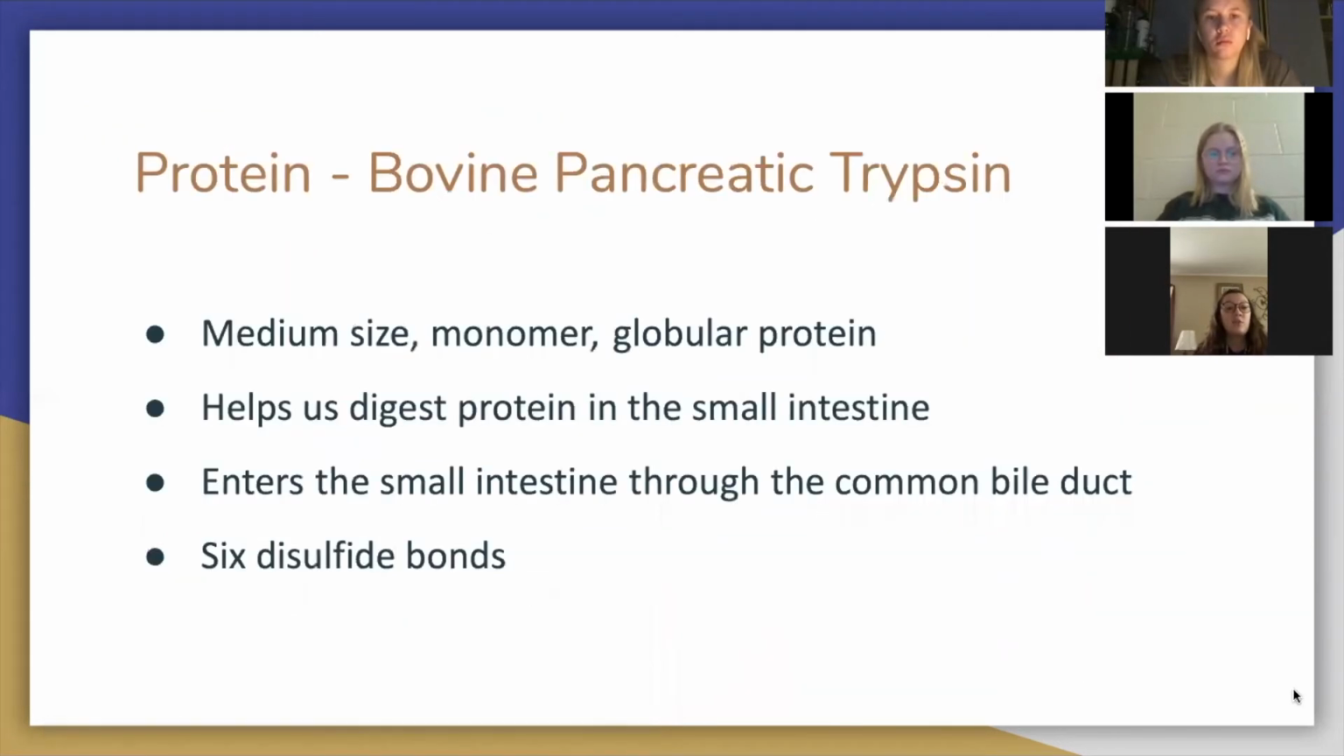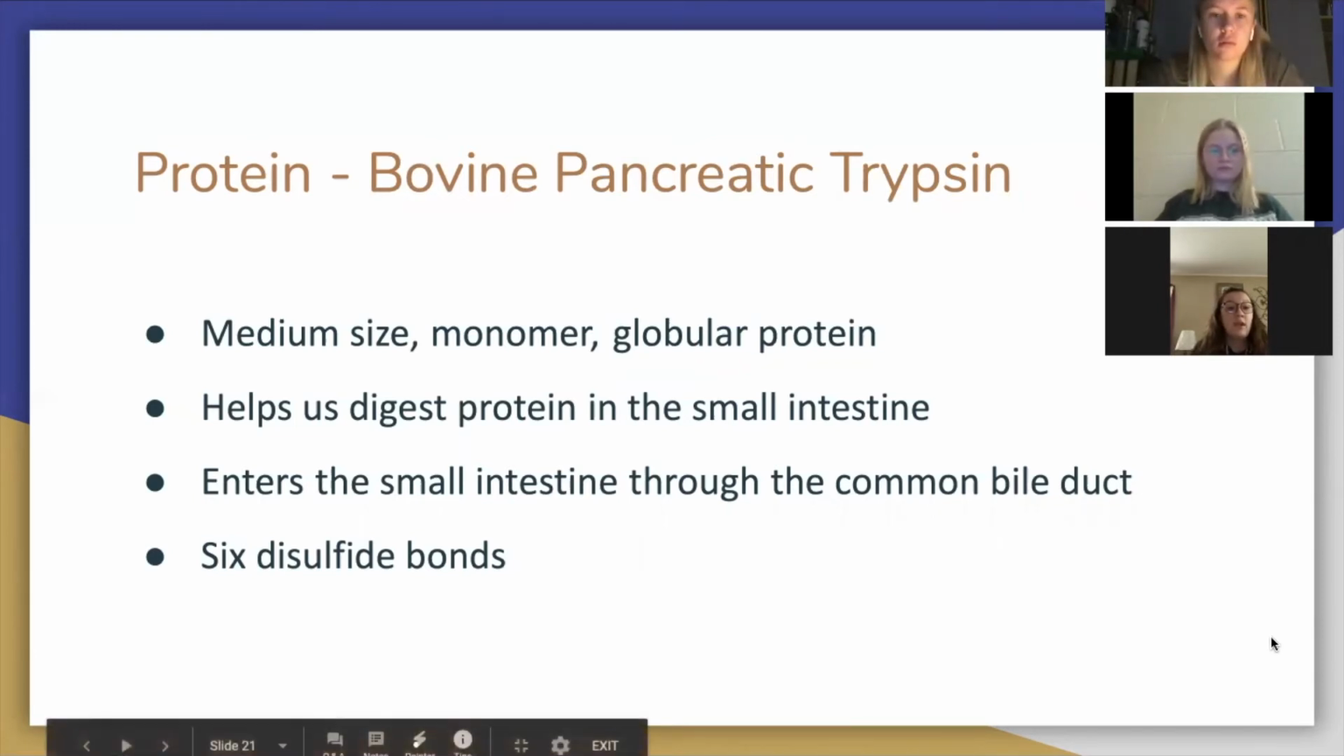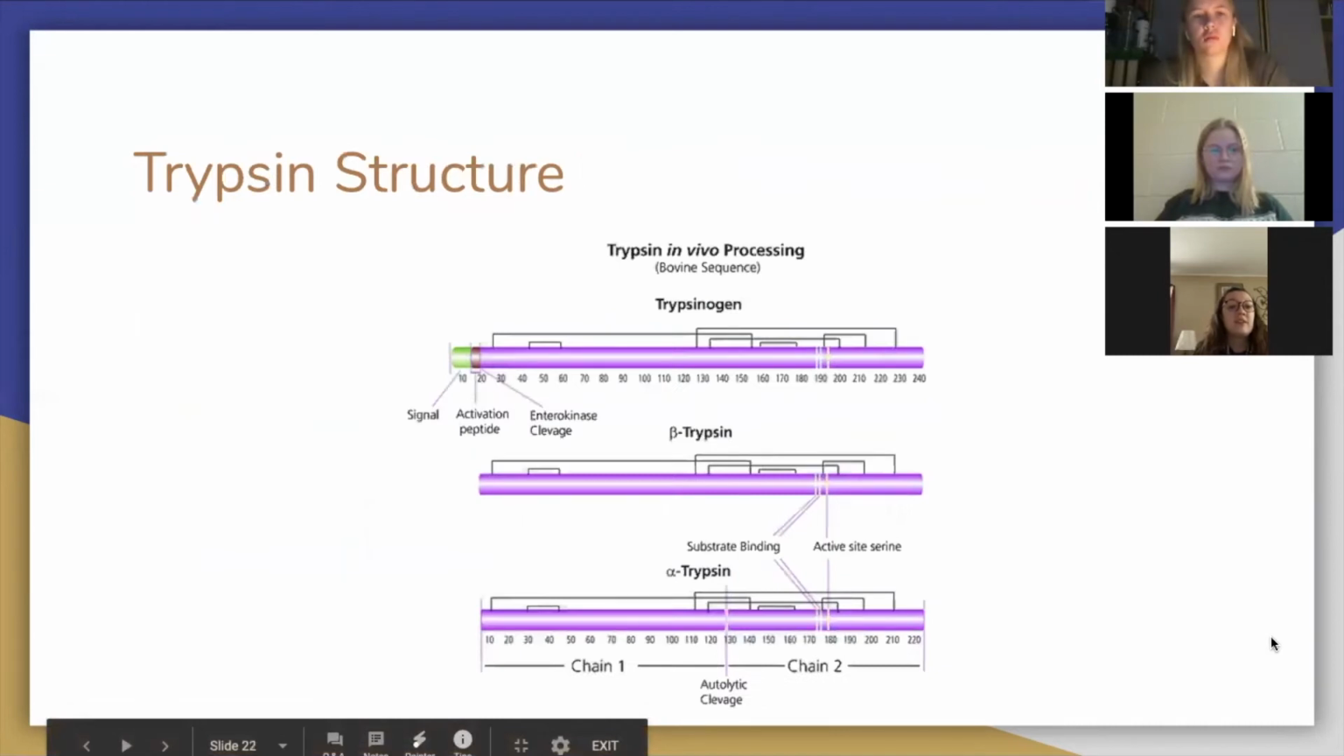This semester, we moved on to a different protein to see how it would result in our experiment. We chose bovine pancreatic trypsin, which is a monomer globular protein, and it is commonly found in our small intestine to help digest protein. It has 6 disulfide bonds. In the final slide, you will see the structure of trypsin in its sequencing.